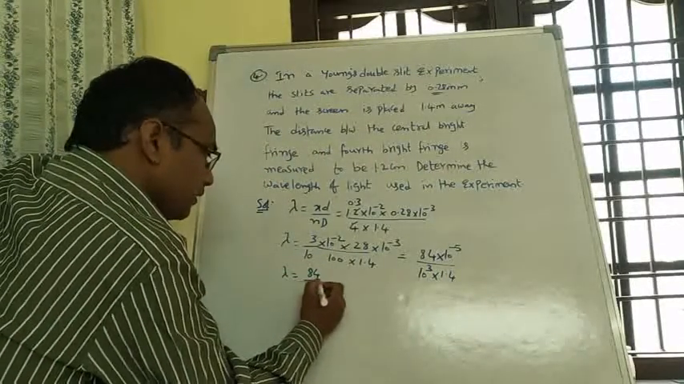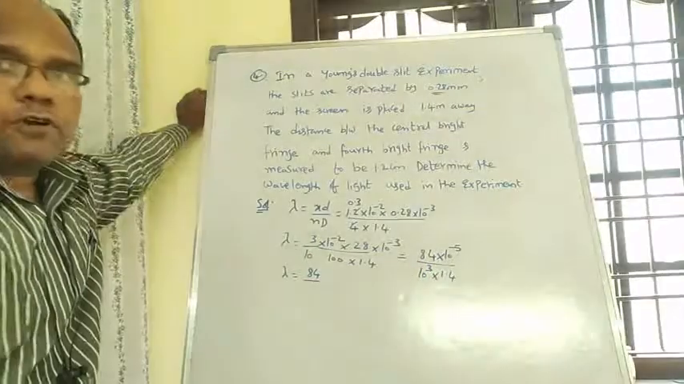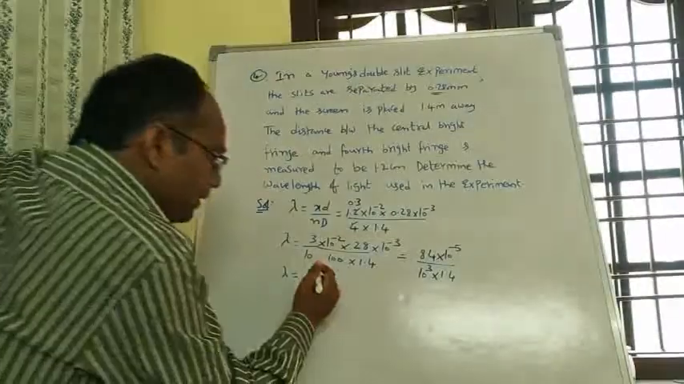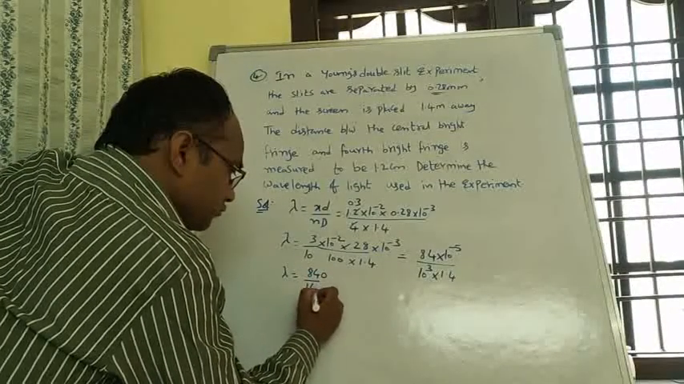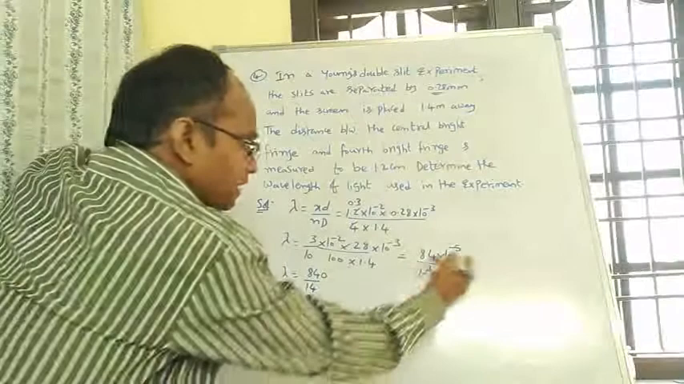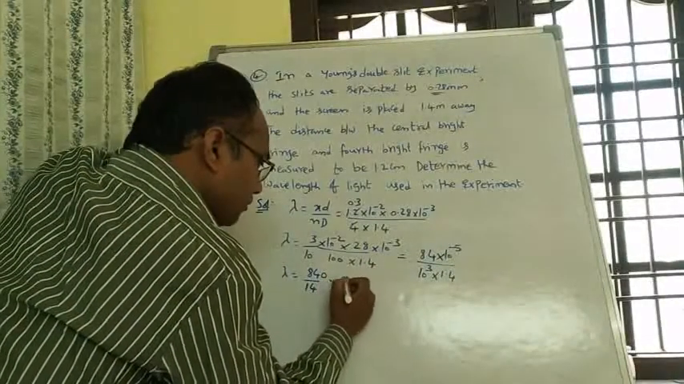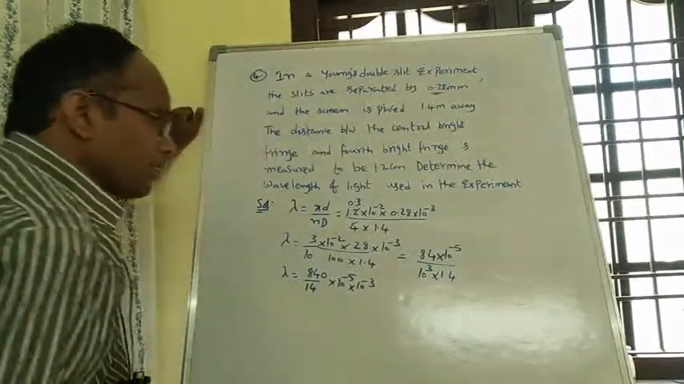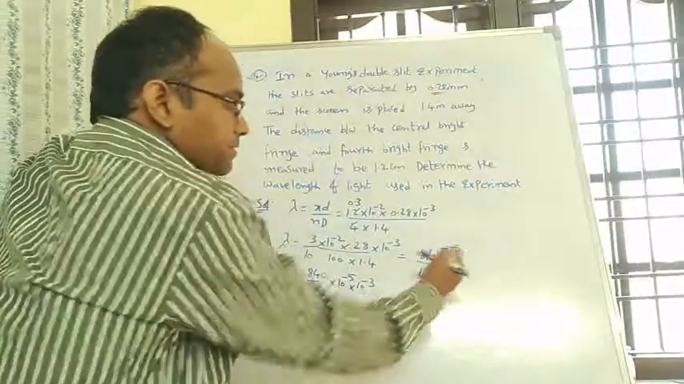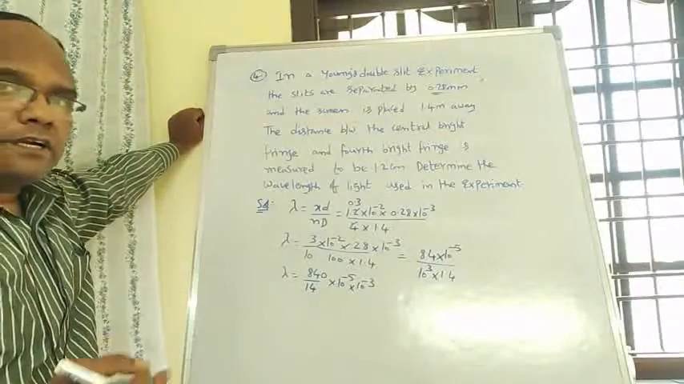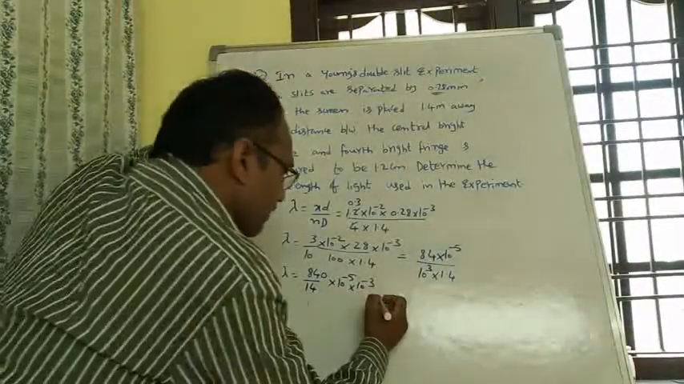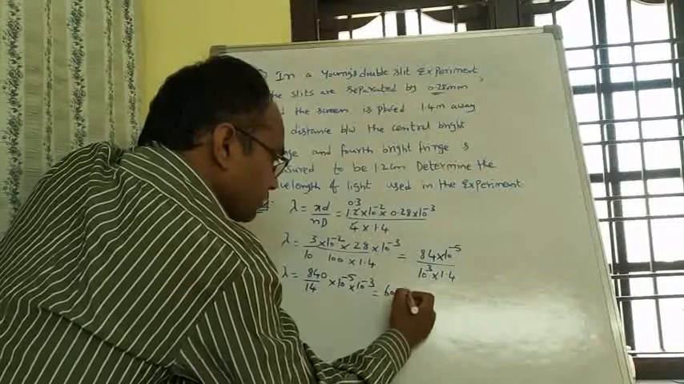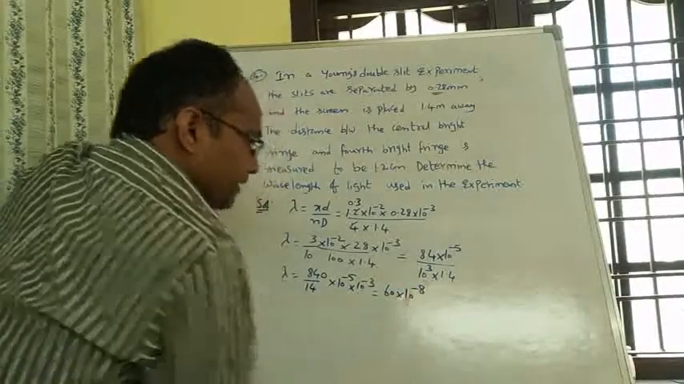84 divided by 1.4. 1.4 can be written as 14 by 10. So 14 by 10 means 0. This is 14. And if it comes up, what happens? 10 to the power of minus 5 into 10 to the power of minus 3. 10 to the power of plus 3 comes there into the numerator, 10 to the power of minus 3. So what is the value here? 14 6s are 84. So 60 into 10 to the power of minus 8.